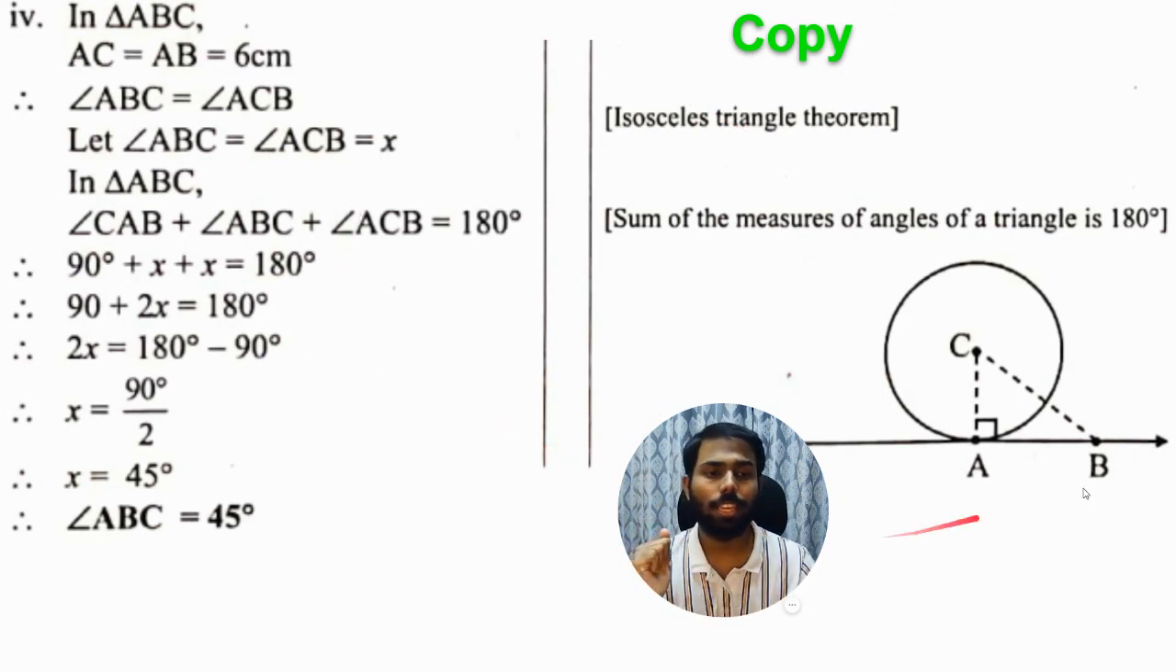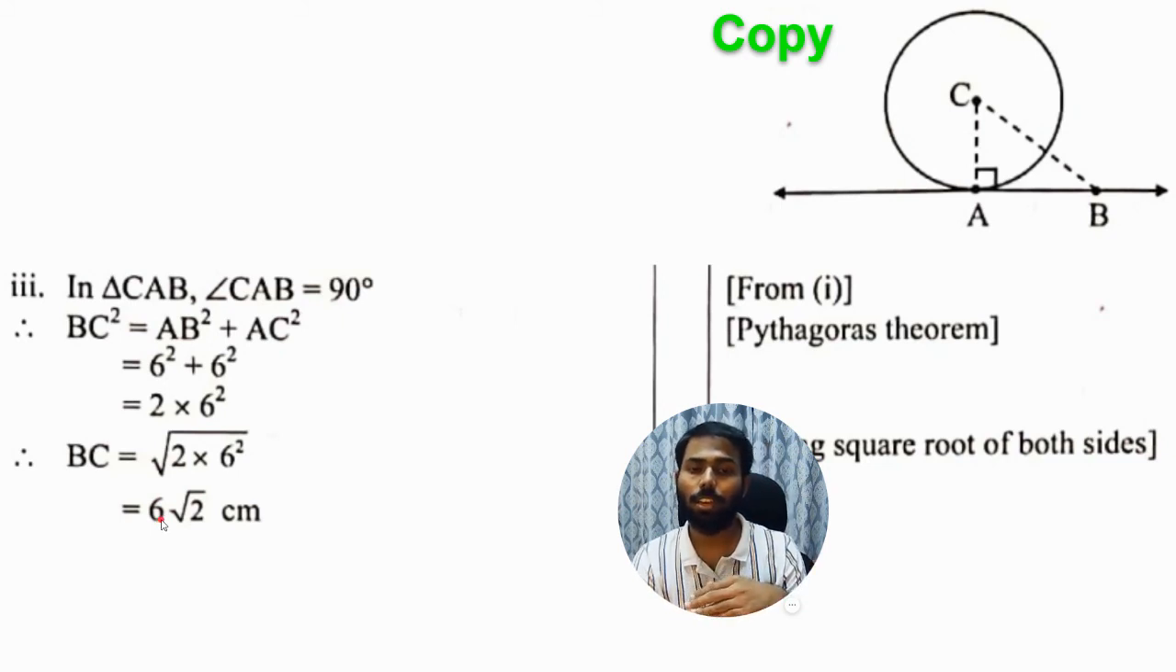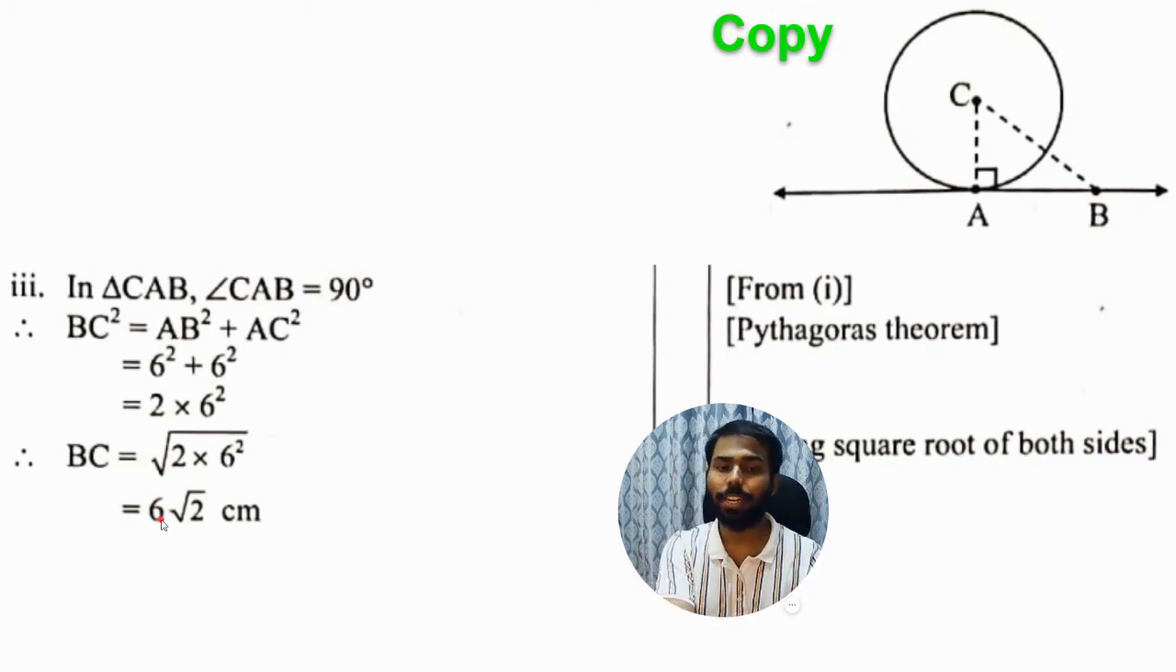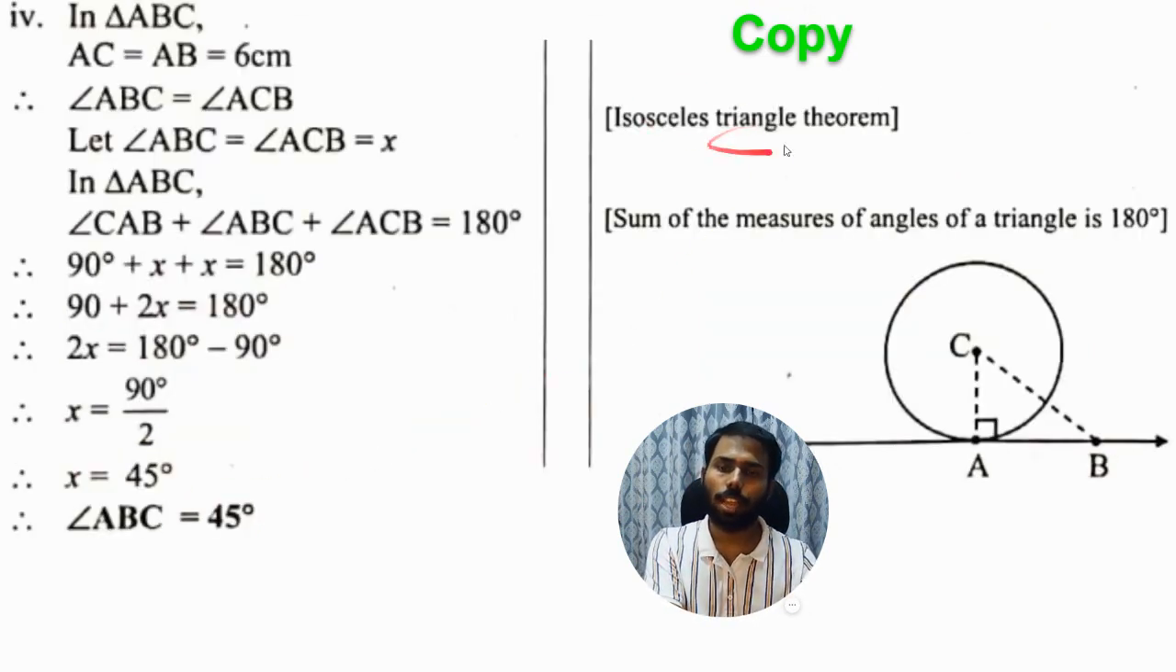The other way is saying this is a 45 45 90 degree triangle. How do you know that it is a 45 45 90 degree triangle? If you see, this 6 root 2 has come, so root 2 multiplied by 6. What do you know about a 45 45 90 degree triangle? The side opposite 45 degree is 1 by root 2 of the hypotenuse, right? So using that logic, you can use the 45 45 90 degree triangle and find the answer, or you can use the isosceles triangle theorem.